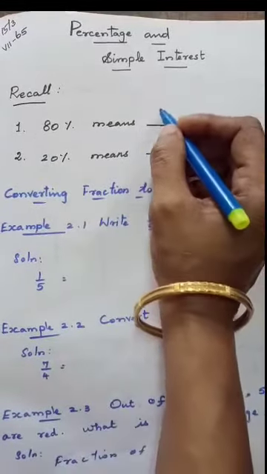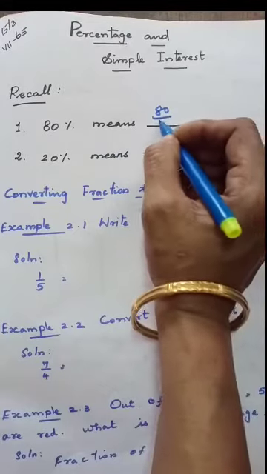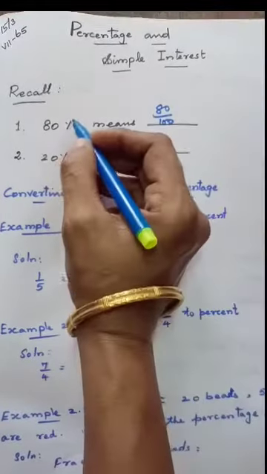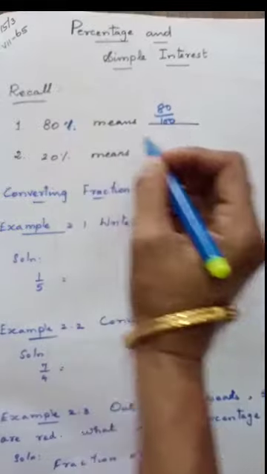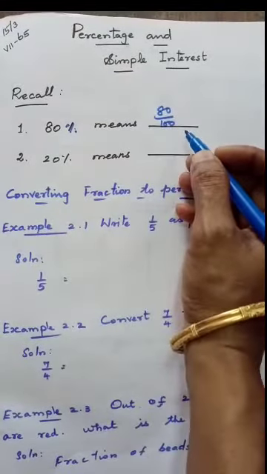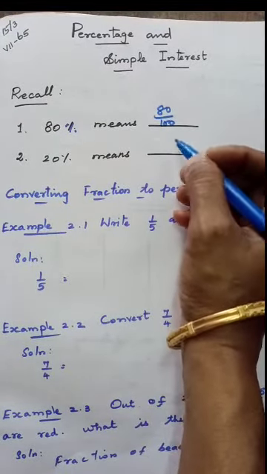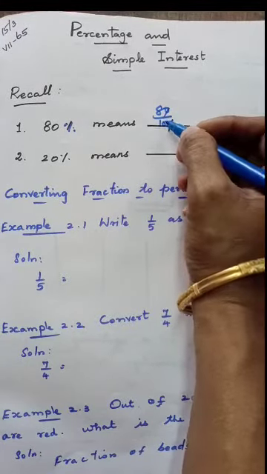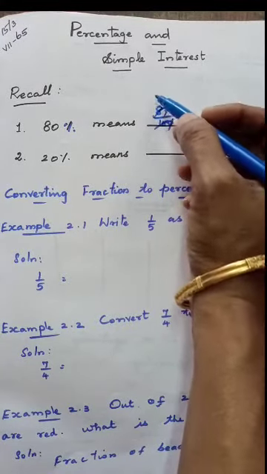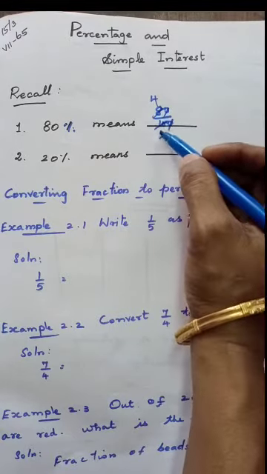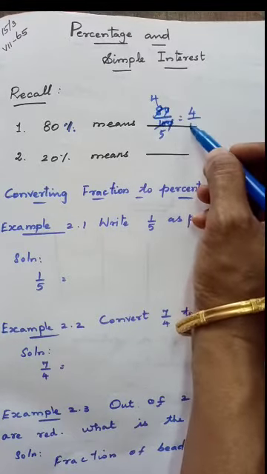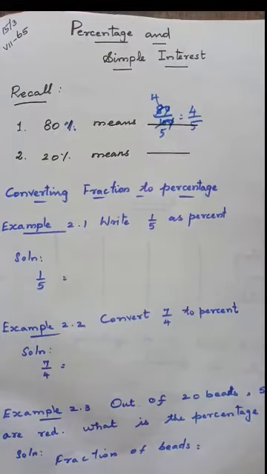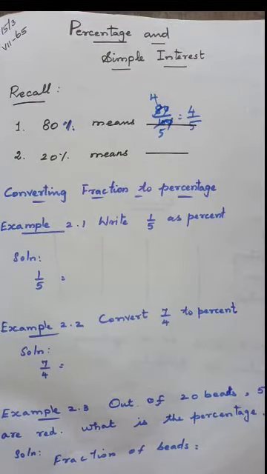80% means 80 by 100. If you have this percentage symbol, it means the denominator is 100. Okay, 80 by 100. If you want to simplify, you can cancel the zeros. 4 2s are 8, 5 2s are 10. So the answer is 4 by 5. The fraction of 80% is 4 by 5, isn't it?